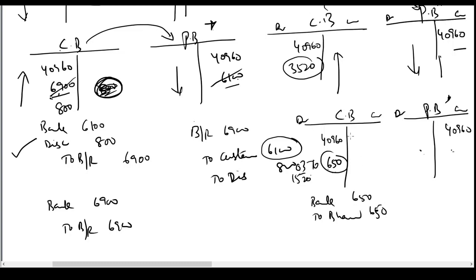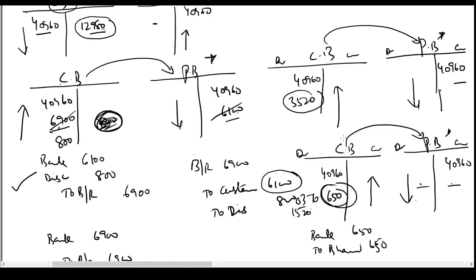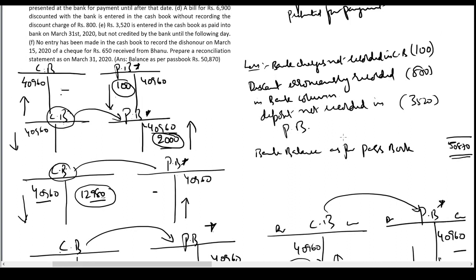Okay. So now what will happen? Because of this, there is no credit appearing, but there is debit here. Balance in the cash book is showing a higher amount, passbook is showing a lower amount. What should I do to the cash book to make it equal to the passbook? I have to reduce my cash book balance by 650 rupees. Check dishonor not recorded in cash book, 650 rupees.